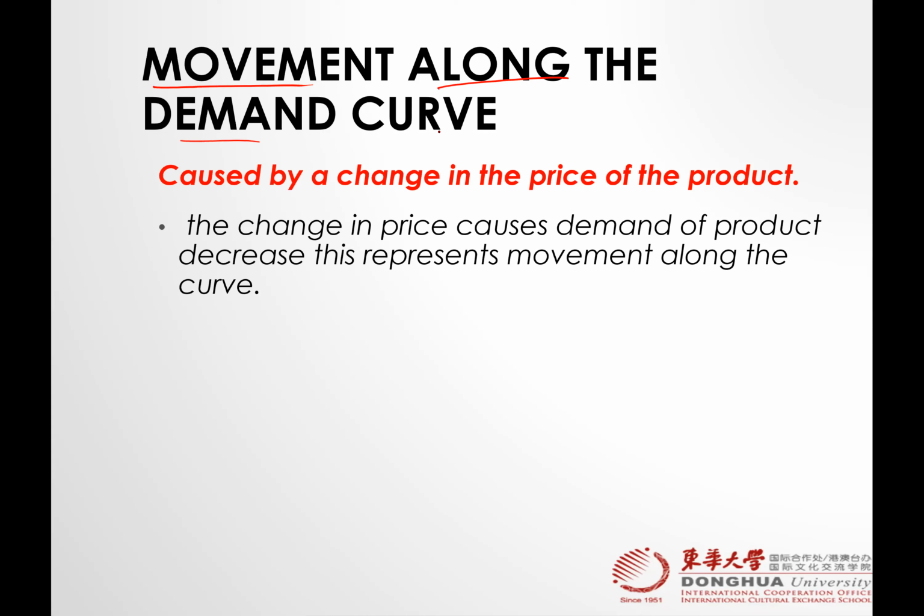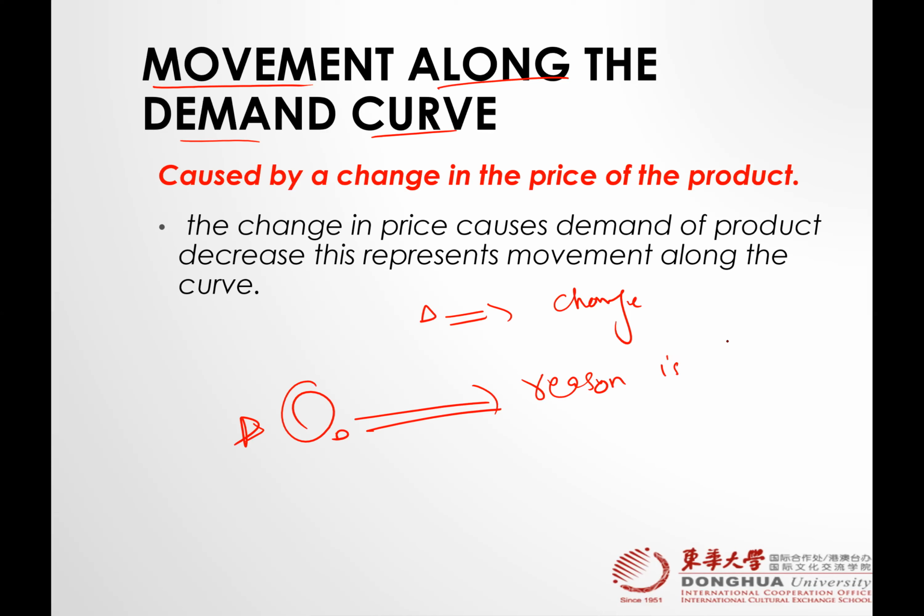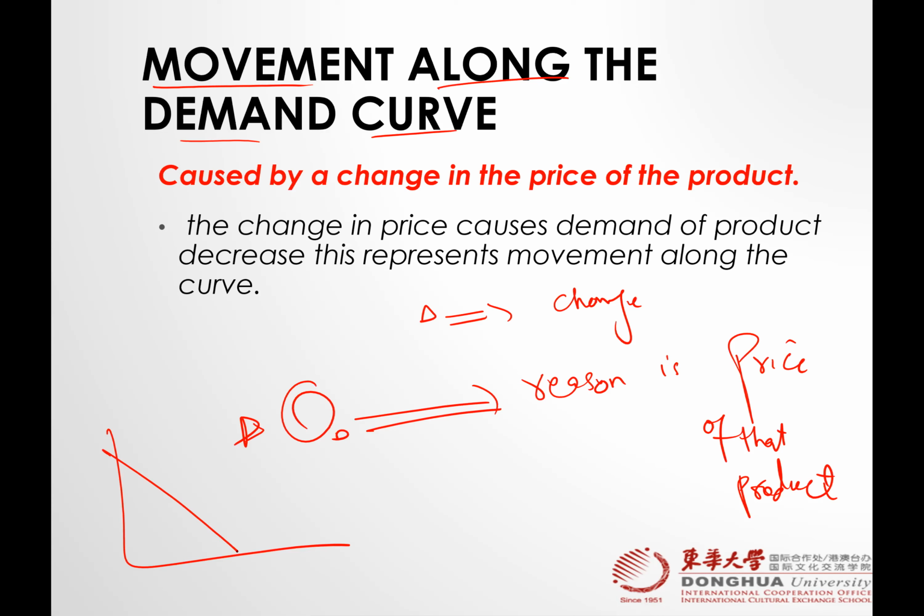Movement along the demand curve. If there is a change in quantity demanded, and this small triangle means change, and the reason is only the price of that product, not another product, it means the demand curve that we have made stays the same, only the position will change.